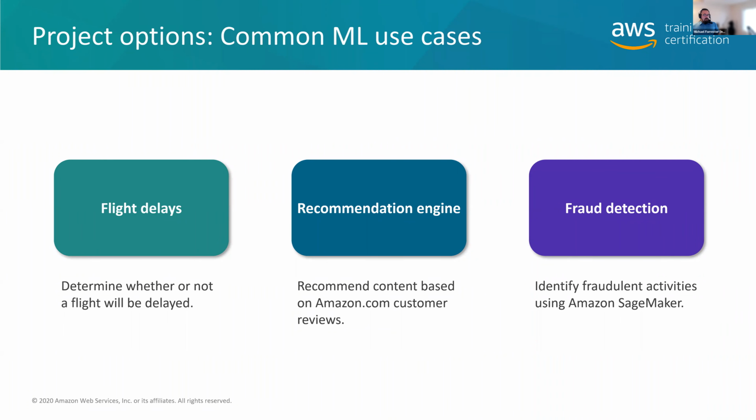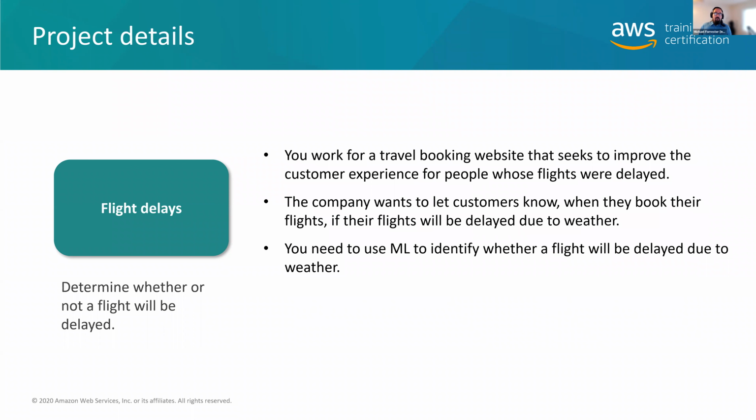So I'm going to talk more about the project details here for just a second. 1, flight delays. Again, reminder, you're working for Delta, or Expedia or Priceline, or whatever. I don't even know what modern booking sites are now. Wow, I'm woefully out of touch on that. So you work for a travel booking site and you want to improve the customer experience for people whose flights were delayed. So you want to do notifications. If the flights are delayed, I'm going to use ML to do that.